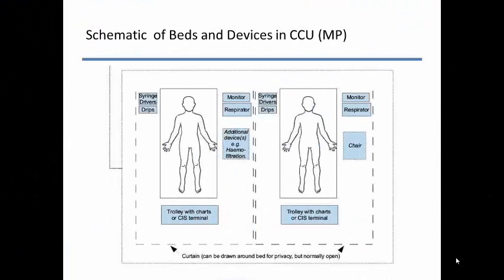The pods consist of the 2 beds, the devices to help the patients, and the trolley with the charts or the CIS terminal. The CIS terminal is our primary focus in today's presentation.